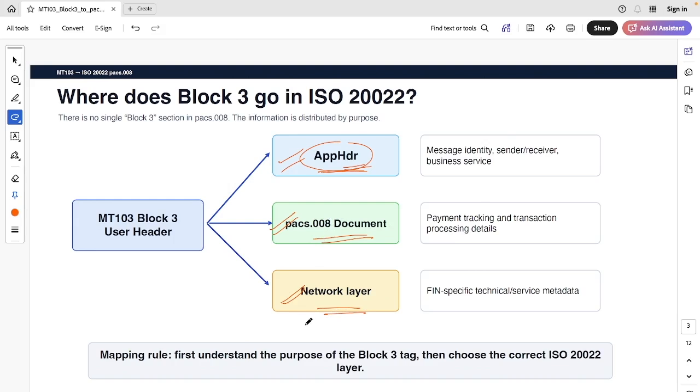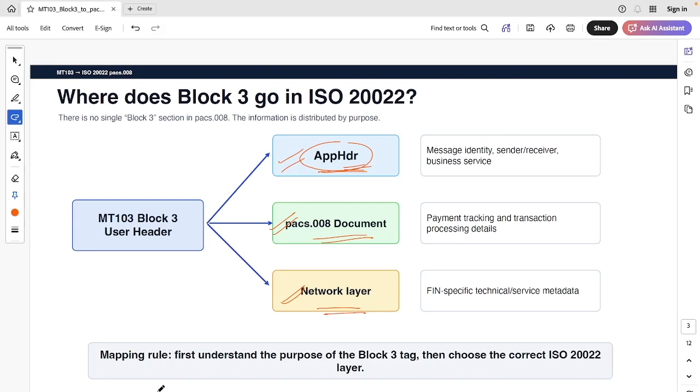This is not part of the ISO 20022 message body or message schema at all, but rather FIN specific technical or service metadata that is specific to the network transporting the message. Some block 3 tags are really just plumbing for the old MT network, and they don't have a direct equivalent in ISO 20022. They are basically handled at the network level instead.